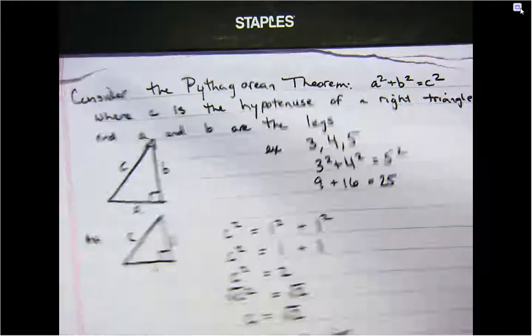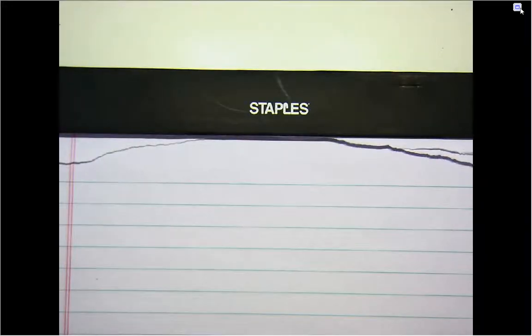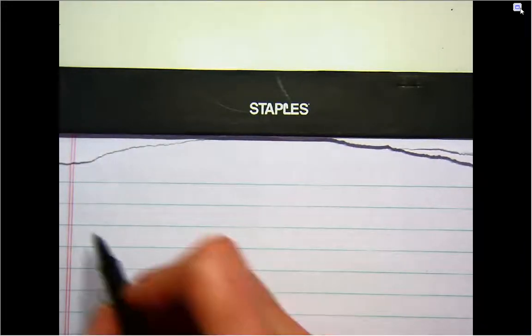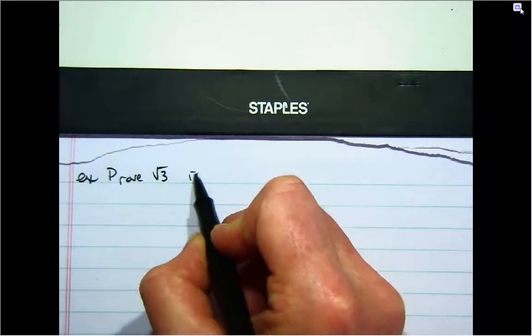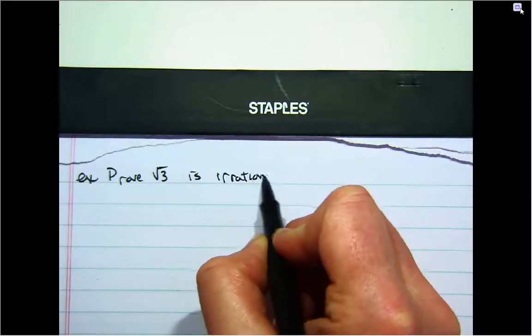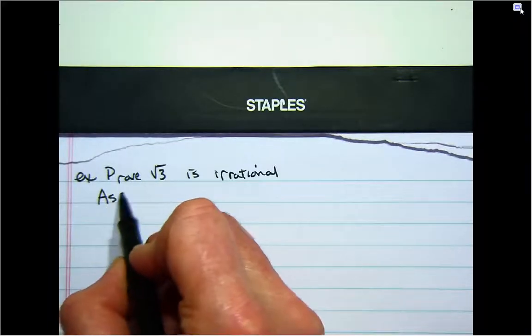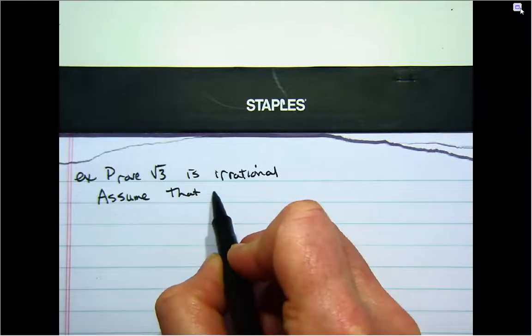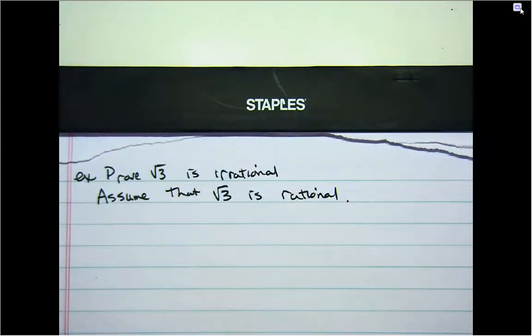Because what I'd like you to be able to prove, of course, is that there are some numbers that are not rational, and the square roots of those numbers that are not perfect squares are in those irrational numbers. So a good quiz question would be to prove the square root of 3 is irrational. And we start by assuming the square root of 3 is rational, because then we'll have a contradiction that shows that it's impossible.